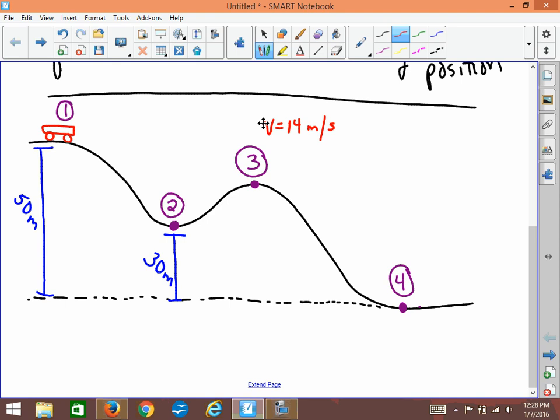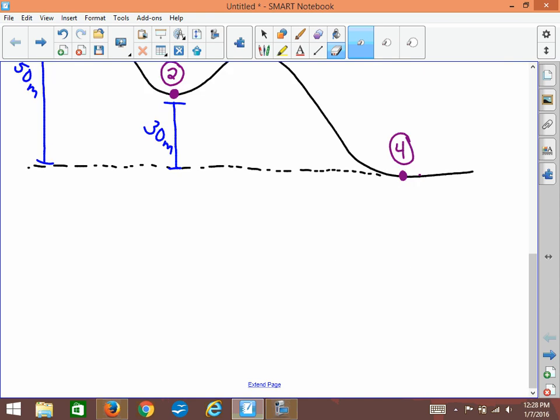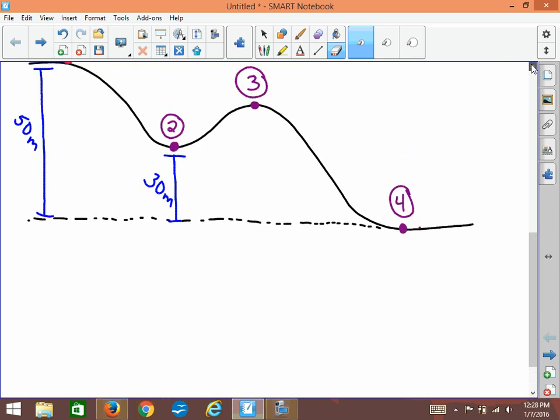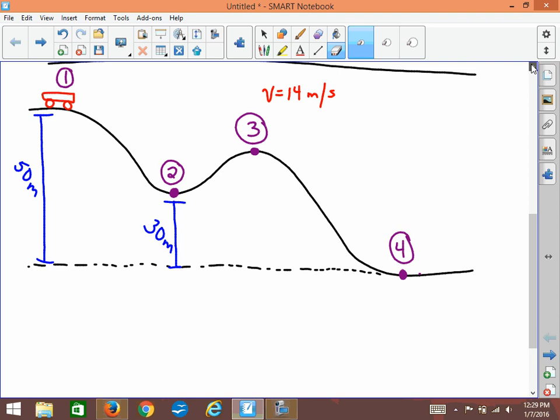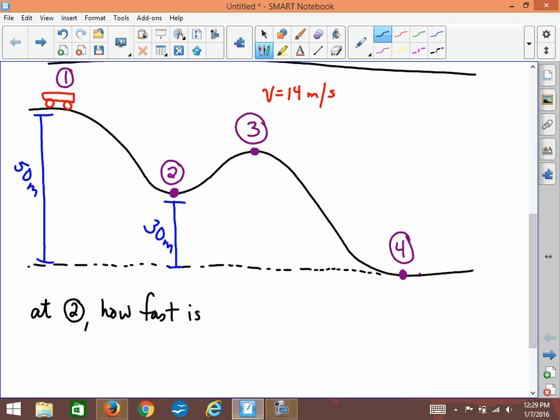The only other thing I have to tell you is that this little car has a mass. Actually, you know what? I don't even have to tell you that. We'll keep it a secret, the mass of the car, and I'll show you why. All right, so let's begin by asking ourselves, at position number 2, how fast is the roller coaster car going?